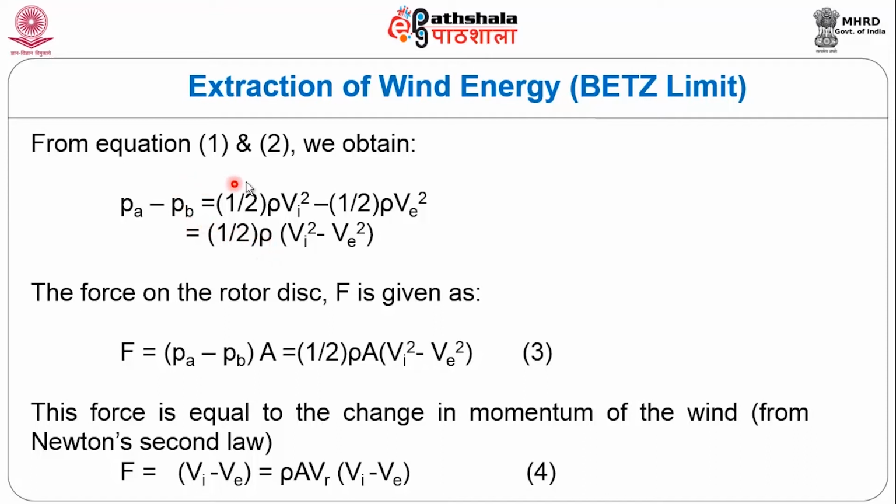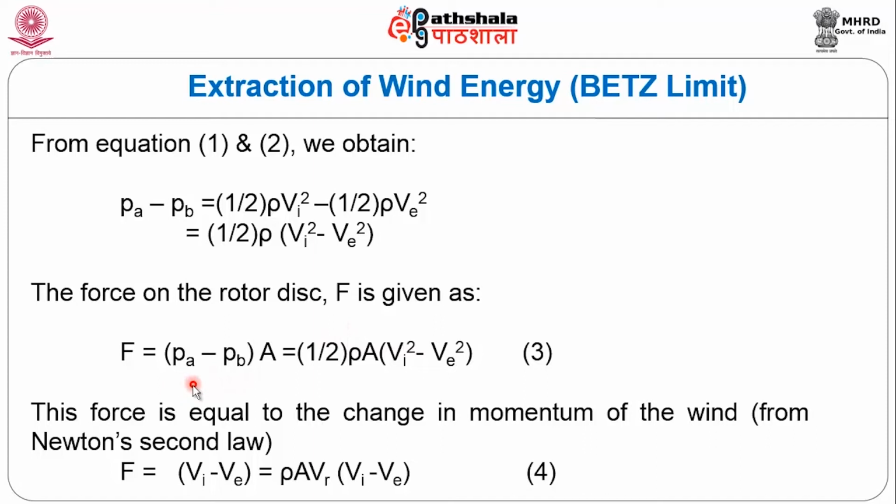From equations 1 and 2, we have taken the pressure at A and the pressure at B, and after simplifying we arrive at this equation: P A minus P B equals half rho into V I squared minus V E squared. Then, about the pressure difference, the force on the rotor disc, F, is calculated. What is the force on the rotor disc?